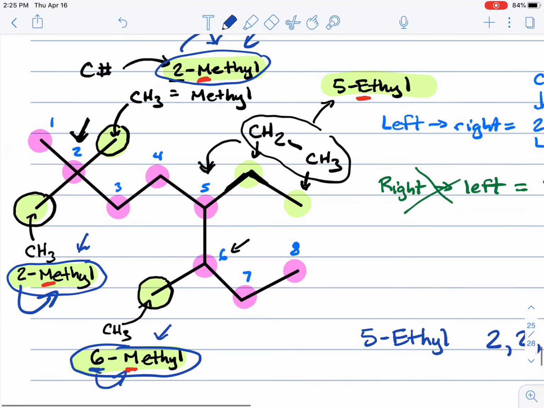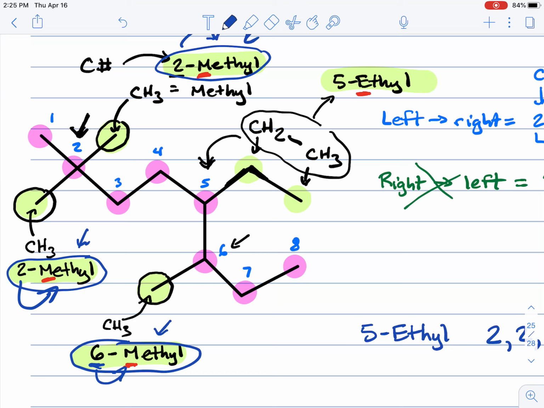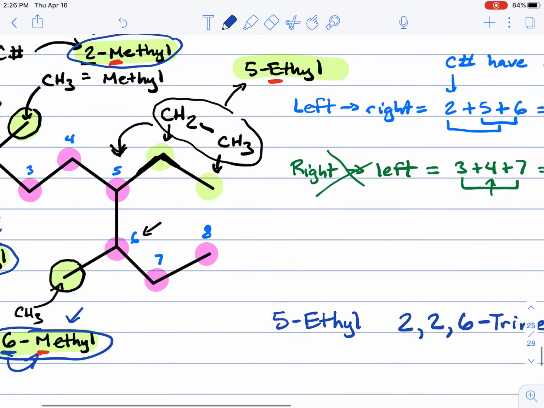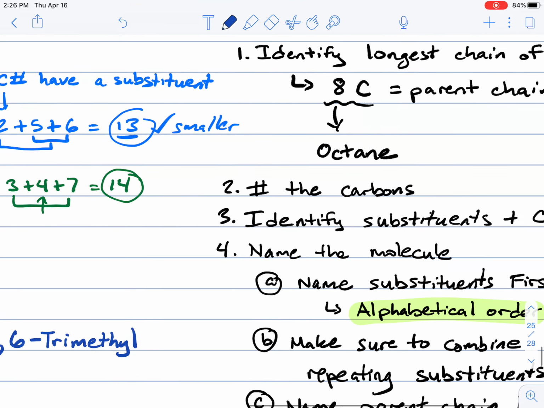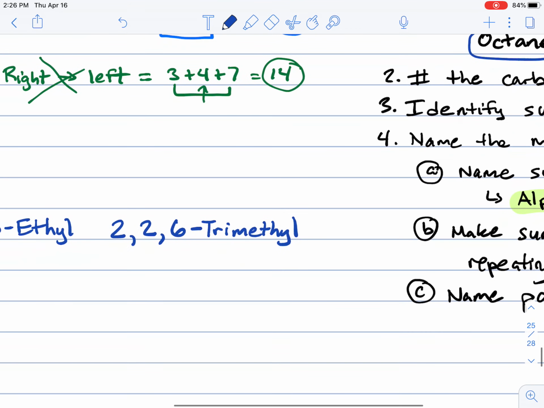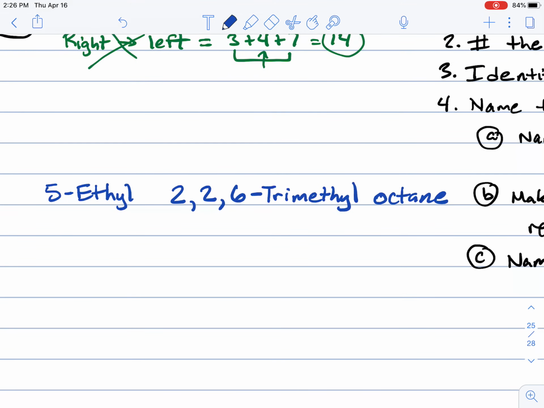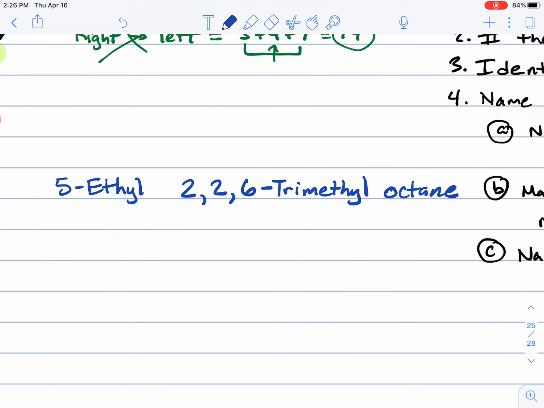Okay. And so now that I've named all of my substituents, 2,2,6-trimethyl, and my 5-ethyl at the very beginning, the last thing that I need to do is just name the parent chain. And so the name of the parent chain is going to be octane, the first thing that we did. All right, so this is going to serve as the backbone for the way that we're going to order the arrangement of the name of this organic compound.